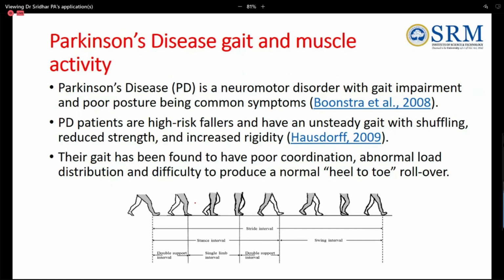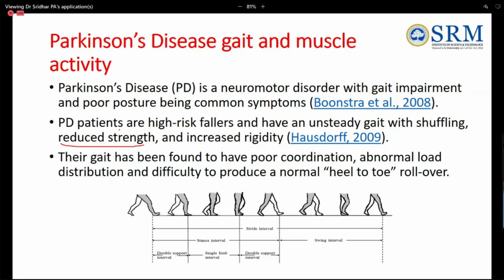So we want to see each and every step they take, and how it affects muscle activity for a normal person, as well as for someone diagnosed with a neuromuscular disorder such as Parkinson's disease. And we can apply this to rehabilitation to increase their muscle strength so that they can avoid what we call unsteady gait due to reduced strength.